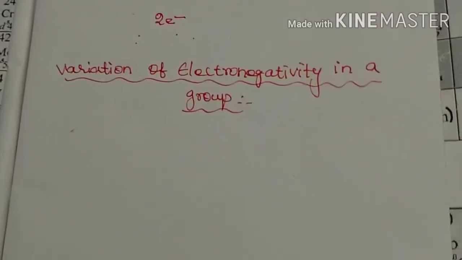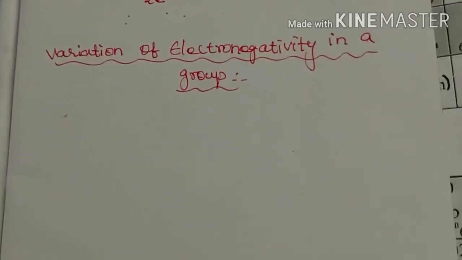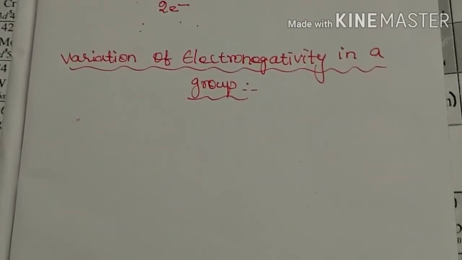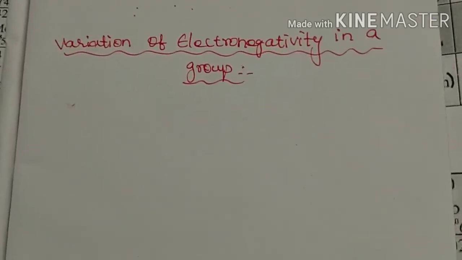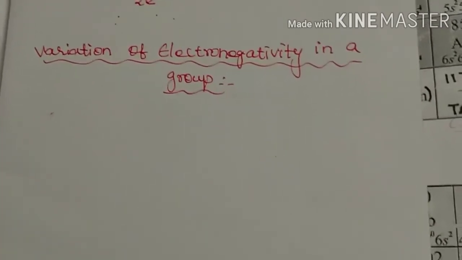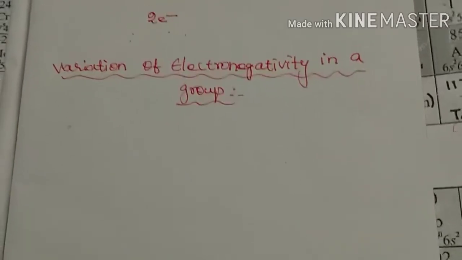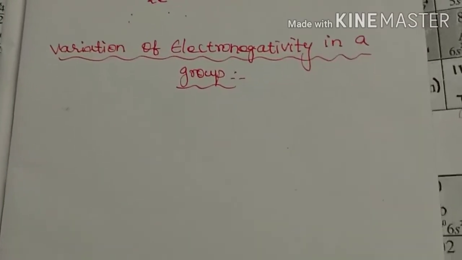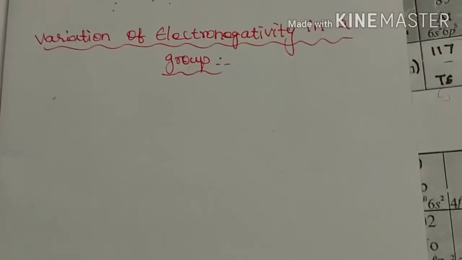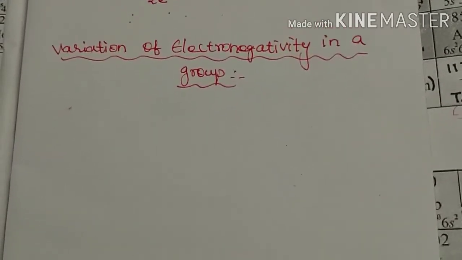Variation of electronegativity in a group. Generally, electronegativity in a group from top to bottom decreases because of increasing atomic size and increasing shielding effect. So because of this, electronegativity is decreasing in a group. Generally for noble gases, there are no changes in electronegativity.